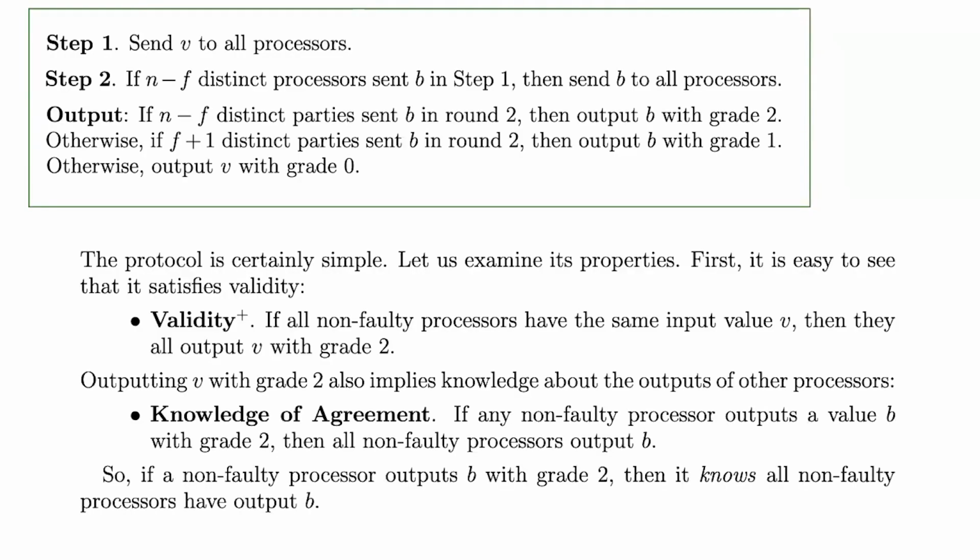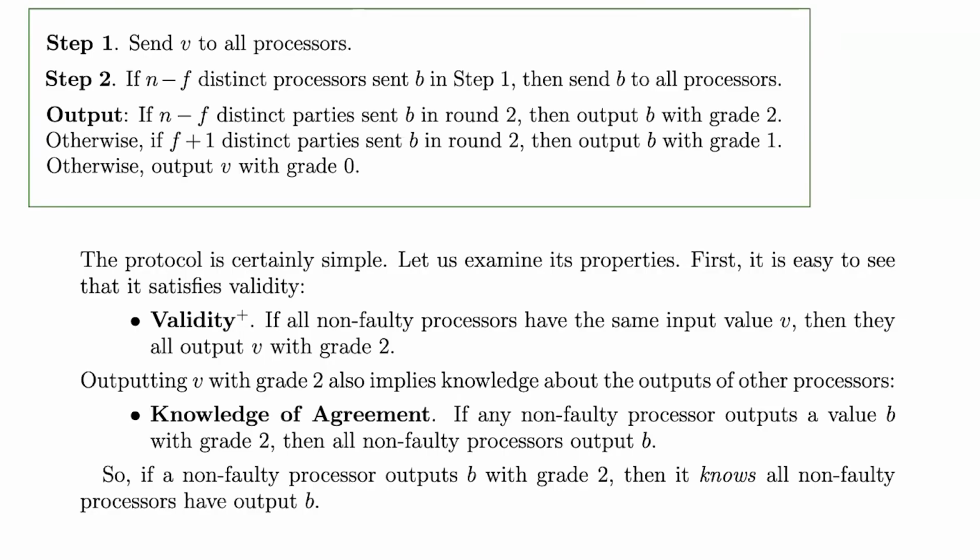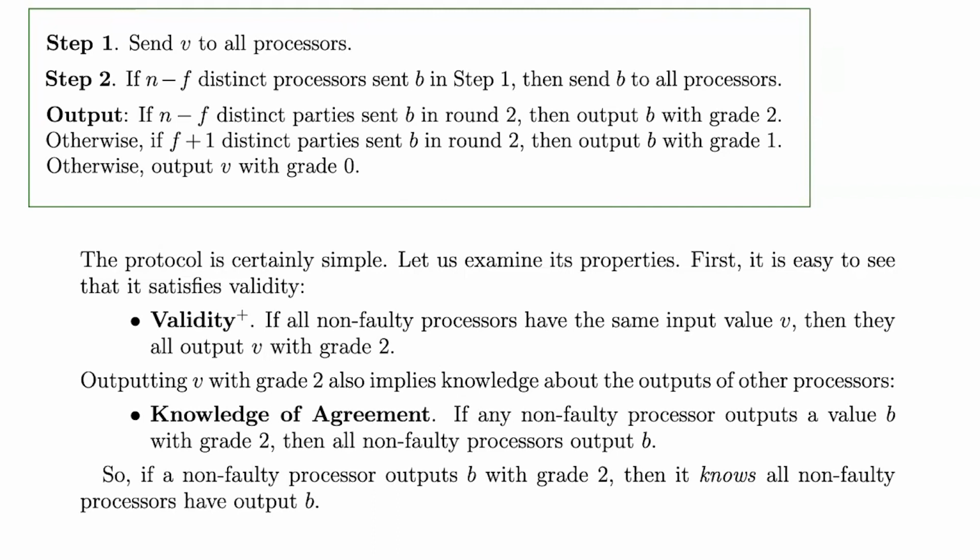The next observation is that outputting V with grade 2 also implies knowledge about the outputs of other processes. That's true because the following condition is satisfied. We'll prove that in a bit, but first I'm just going to tell you it's satisfied. So we have this knowledge of agreement property. If any non-faulty processor outputs a value B with grade 2, then in fact all non-faulty processors have to output B, maybe with some other grade, in fact with grade 2 or 1.